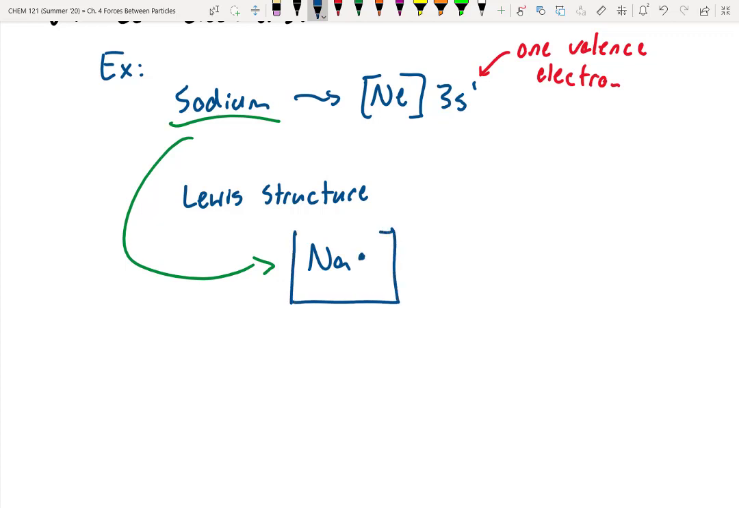So this would be the Lewis structure for sodium. The one dot means one electron. If you had two valence electrons, we'd do two dots. If we had three, we'd do three, and so on. So not too bad.